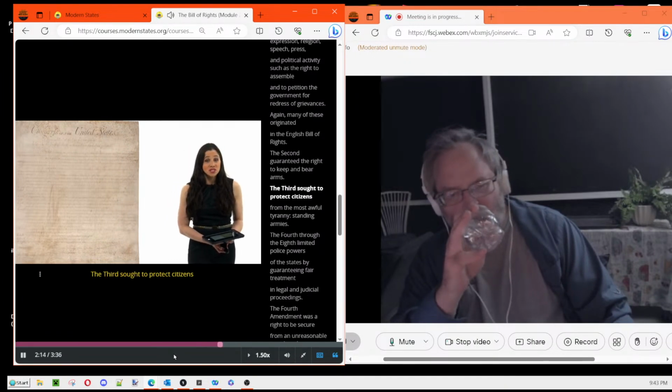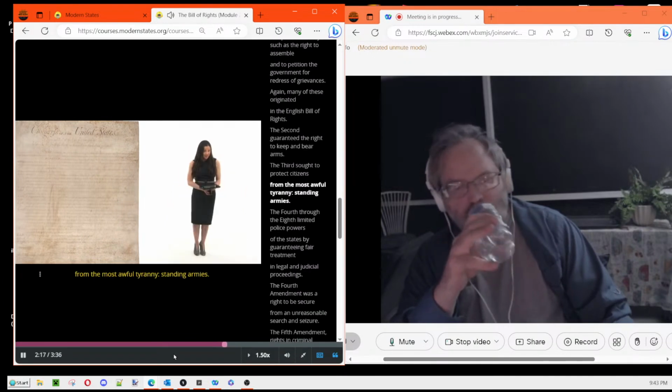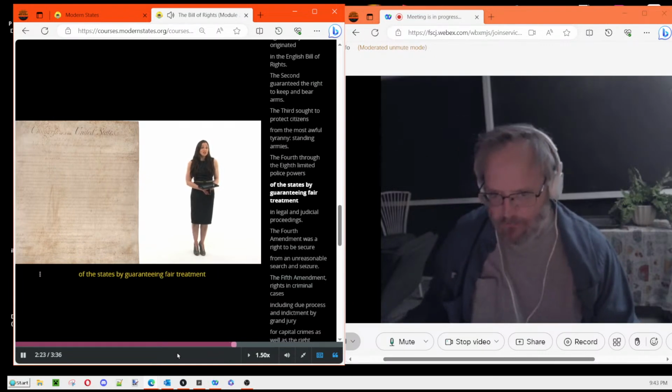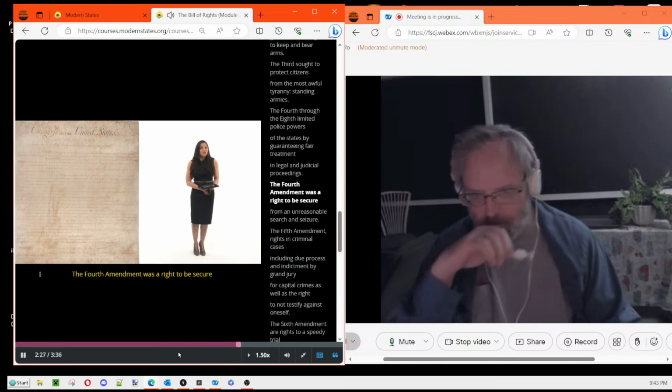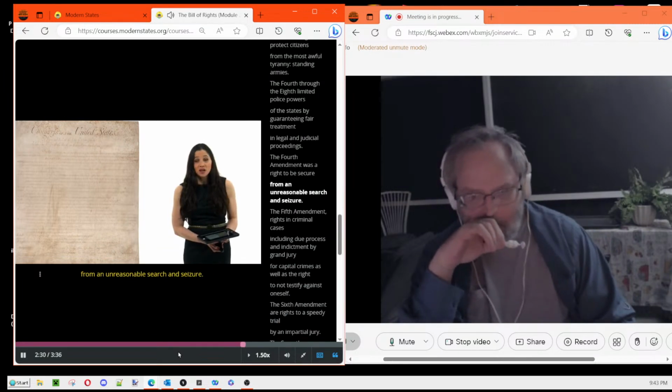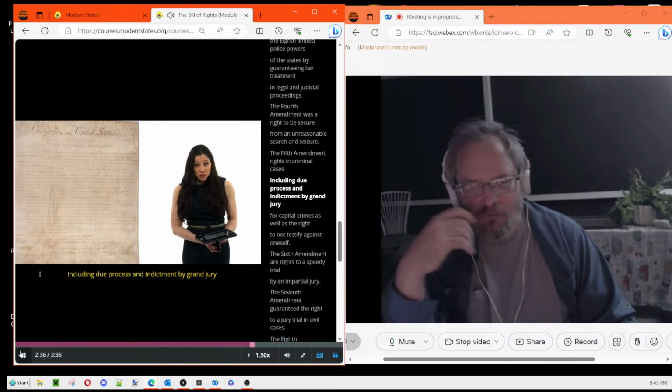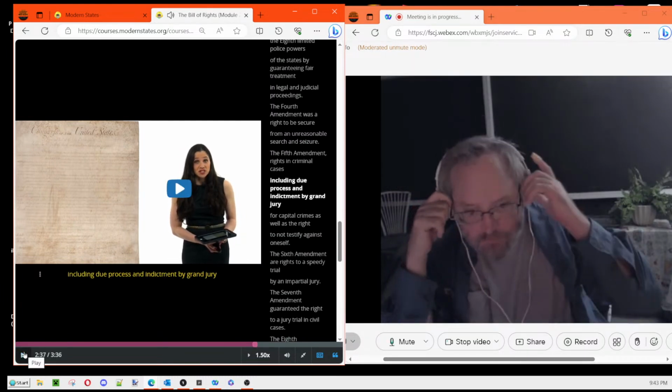The third sought to protect citizens from the most awful tyranny, standing armies. The fourth through the eighth limited police powers of the states by guaranteeing fair treatment in legal and judicial proceedings. The Fourth Amendment was a right to be secure from an unreasonable search and seizure. The Fifth Amendment, rights in criminal cases, including due process and indictment by grand.